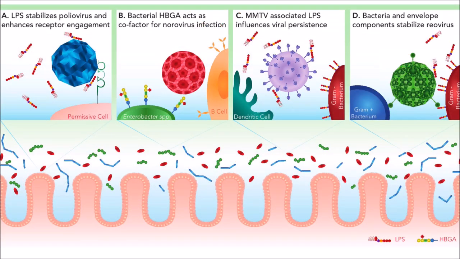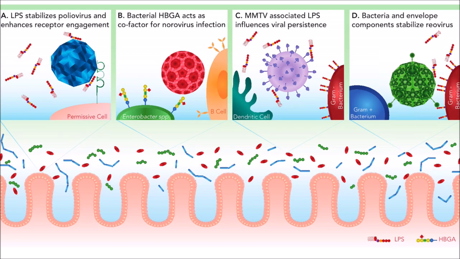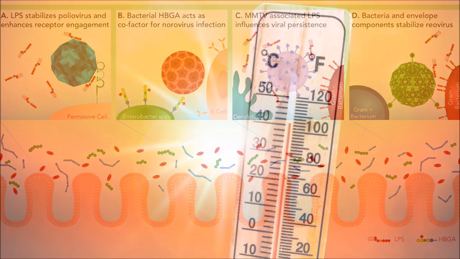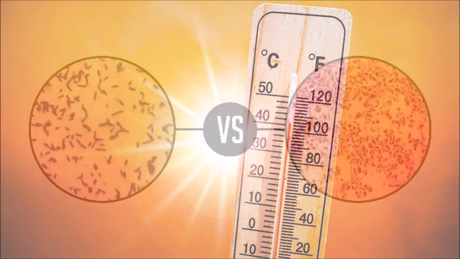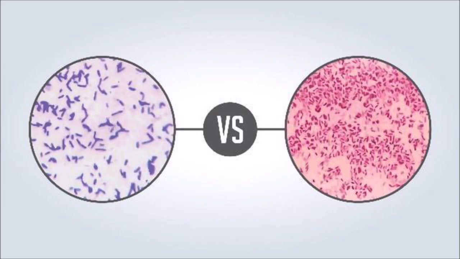The interactions between bacteria and poliovirus are actually very interesting. Bacteria allow the poliovirus to become more stable, enabling things such as enhanced thermostability, which is the virus's ability to withstand high temperatures without degradation, by binding directly to gram-positive and gram-negative bacteria.